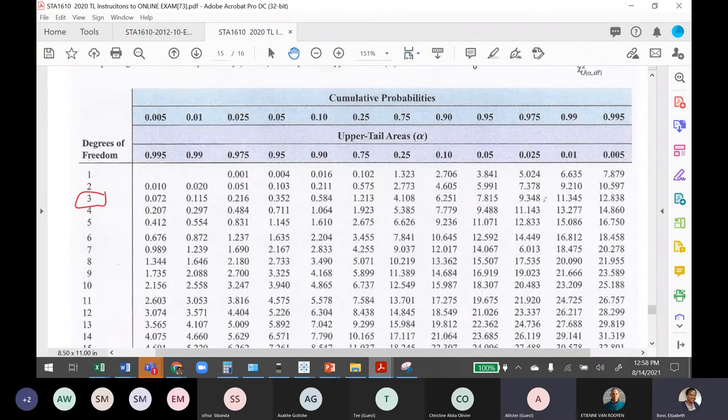Degrees of freedom of 3 and 0.05, where they both meet. Critical value 7.815.